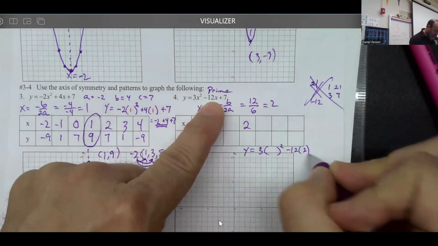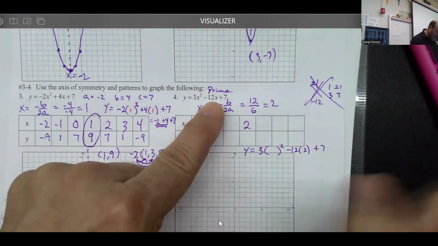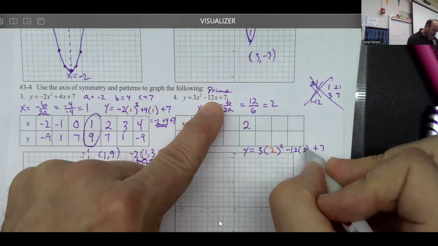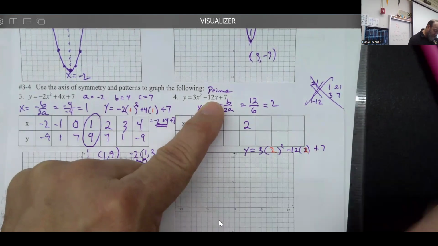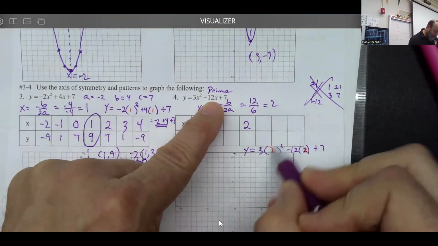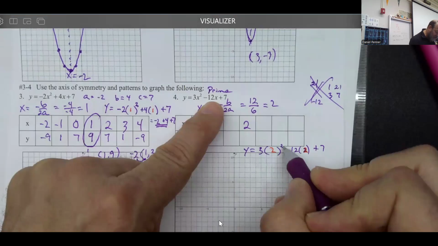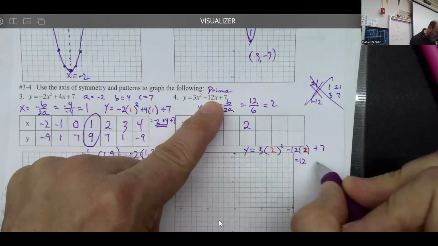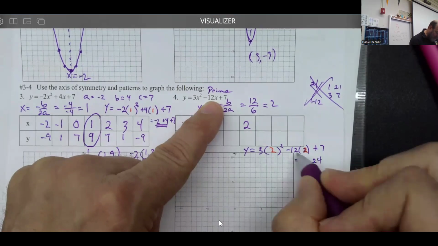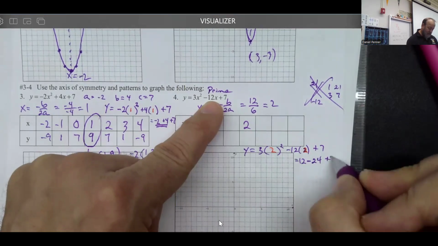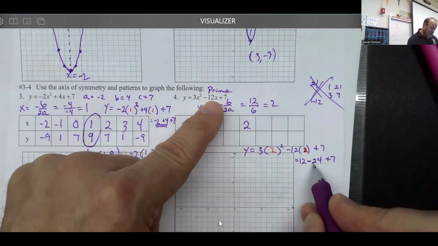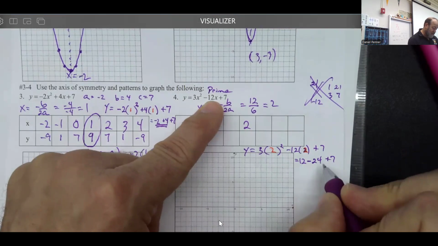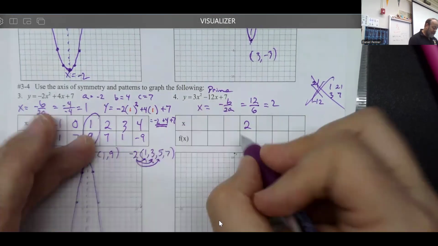If I plug in 2 here and here, oh, I guess I already did it there. 2 squared is 4, and 4, because exponents come before multiplying, so 4 times 3 is 12. 12 times 2 is 24, but that's a -12, so there you go. And notice again, this is twice as big. And so if we put that all together, 12 minus 24 is -12. -12 plus 7 is -5. So we have that here.